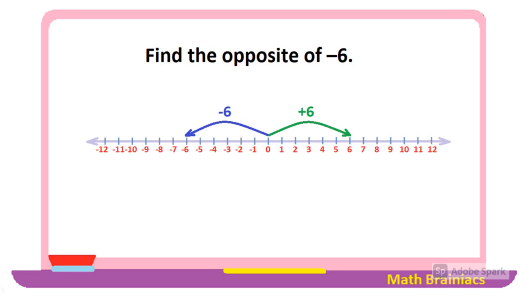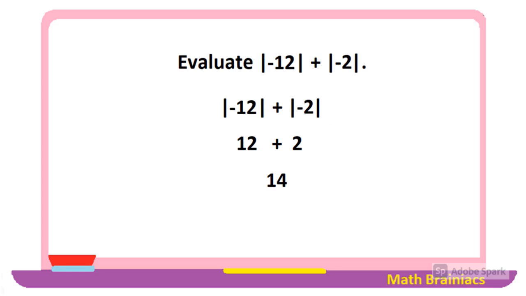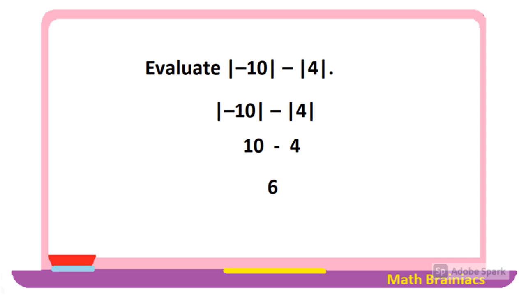To wrap it up, I want you to take note of this. The opposite of a negative number is positive, and the opposite of going to the left is going to the right. So in this case, the opposite of negative 6 is positive 6. And in evaluating absolute values, any number inside the absolute value sign, even if it is positive or negative, the answer will always be positive. If there is a sign in between the two absolute values, if it is addition, just add the numbers, okay? However, if the operation symbol in between the two absolute values is subtraction, just subtract the numbers.